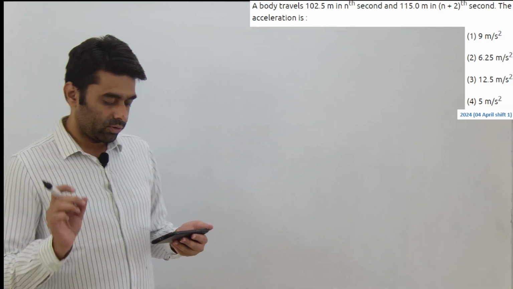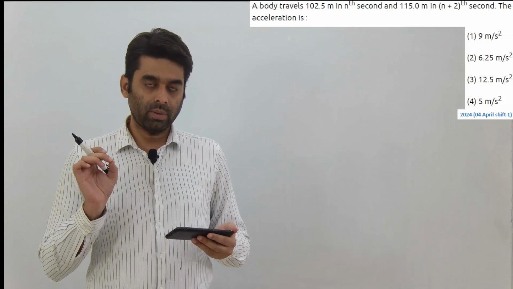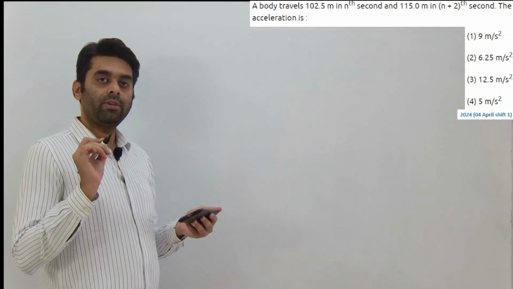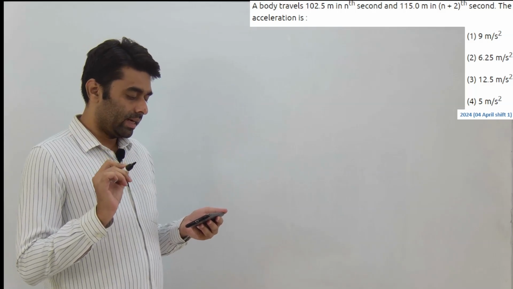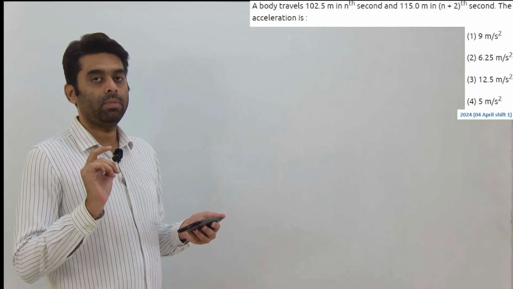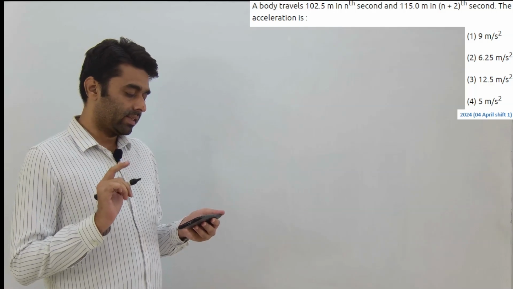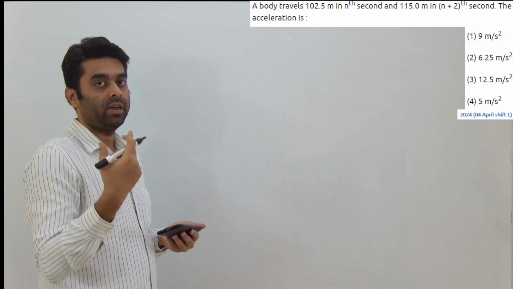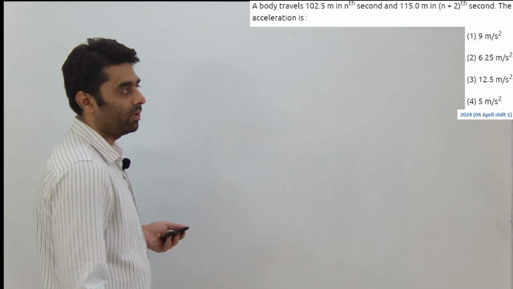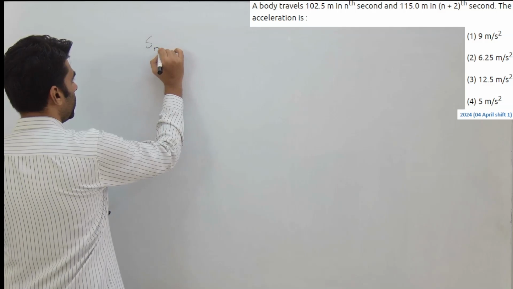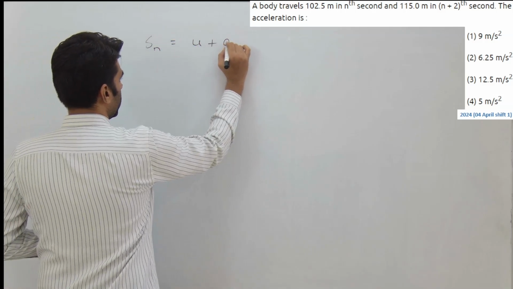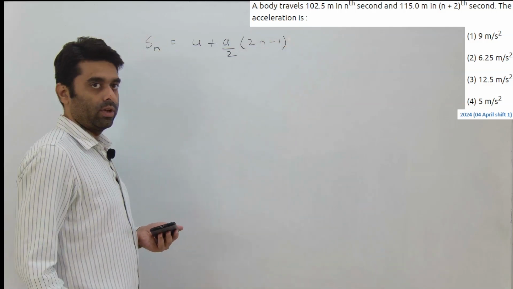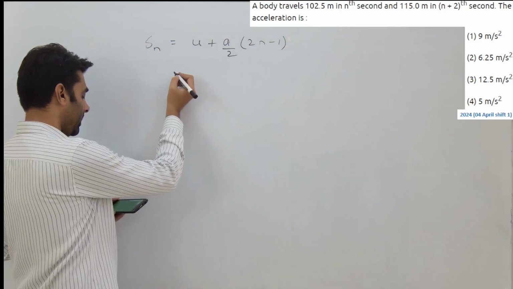So the first question that we have is your 4th April shift 1 question. It says, a body travels 102.5 meter in nth second and 115 meter in n plus 2th second. Find the acceleration. So what do we know? The displacement in nth second. What is the relation for displacement in nth second? Sn is equal to u plus a by 2 (2n minus 1). We'll use this relation.